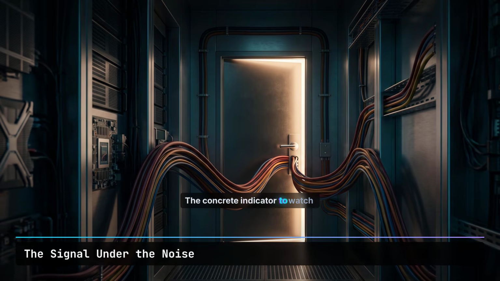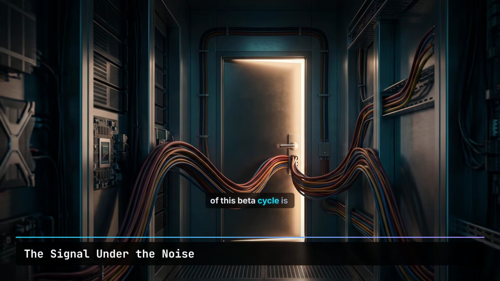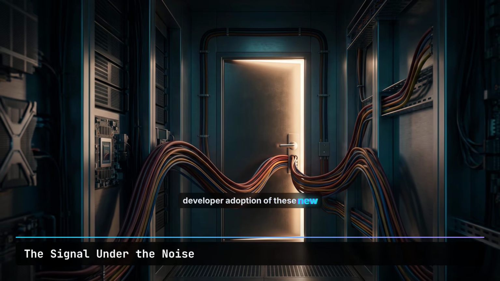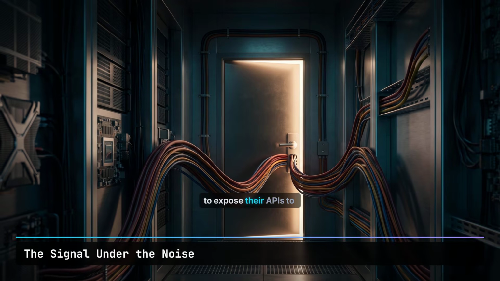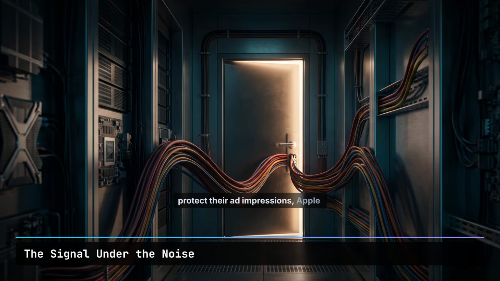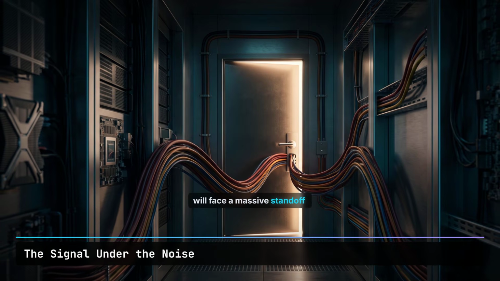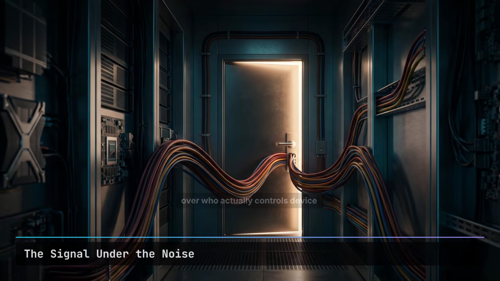The concrete indicator to watch over the next 3 months of this beta cycle is developer adoption of these new agentic hooks. If major application makers refuse to expose their APIs to protect their ad impressions, Apple will face a massive standoff over who actually controls device routing.